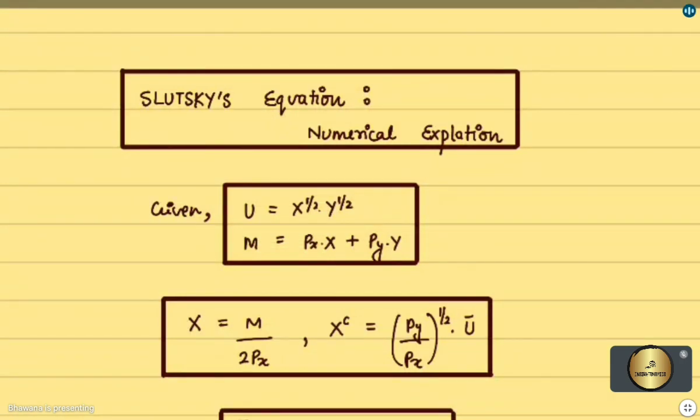In this video, we are going to solve a numerical example of the Slutsky equation.